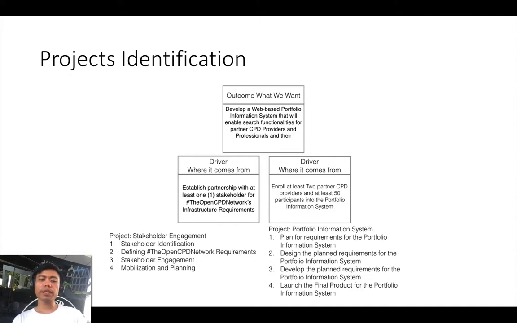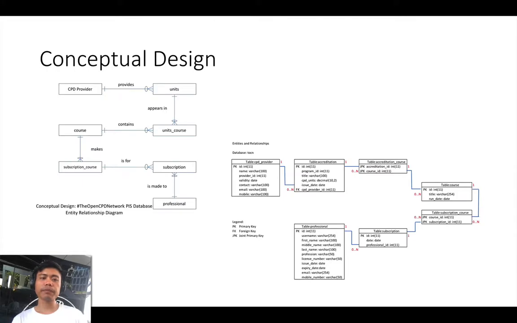So for this to happen, it actually involves the creation of, of course, stakeholder engagement, because you need partners to be able to push through with this, and eventually be able to come up with a portfolio information system. For the portfolio information system, it is mainly divided into the planning requirements, the design requirements, of course, the developing of the requirements, and the launch of the final product.